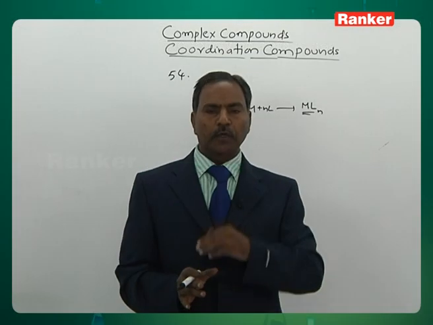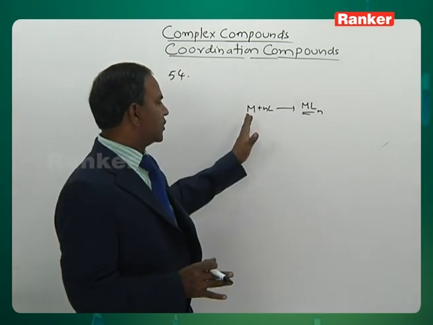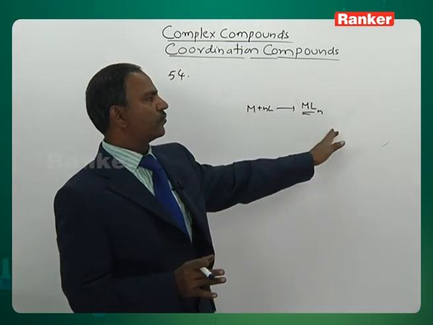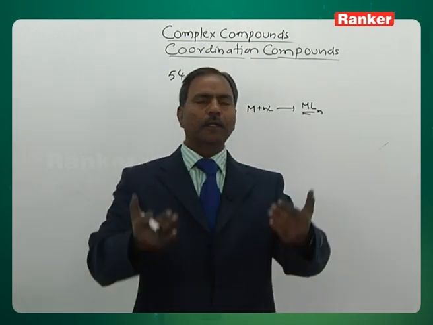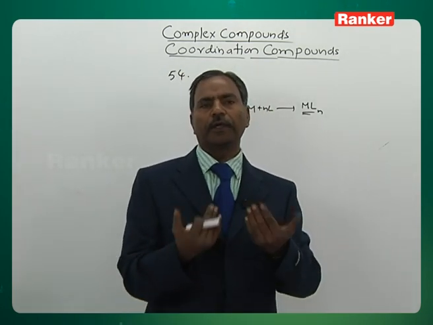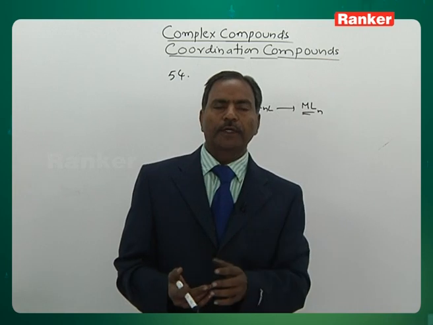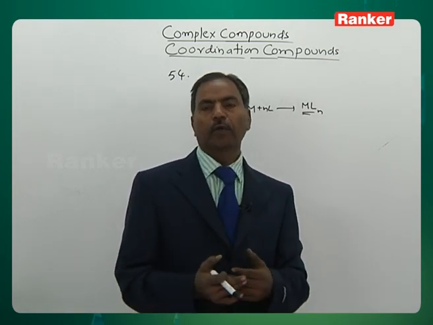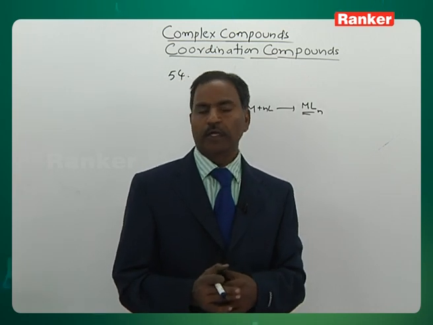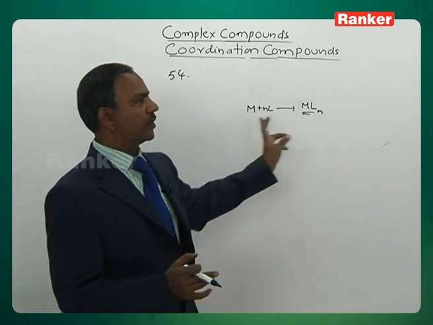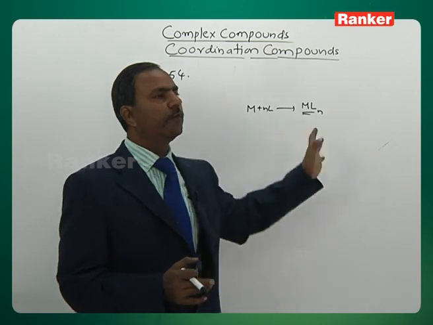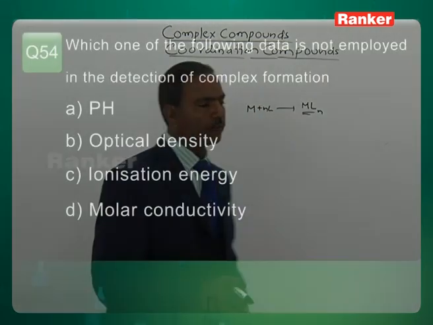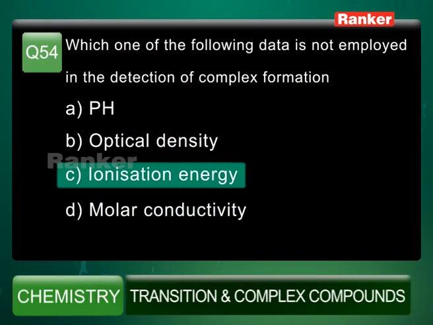C. But you talk about the molar conductivity. See, metal and ligand, and whenever the complex is formed, there will be a change in the molar conductivity. The conductivity may decrease or may increase. Therefore, in option A, pH will change, optical density will change, and molar conductivity will also change. But only the ionization energy, the metal remaining the same on either side, is not changing. Therefore, its IP value is not changing. So the answer is C.